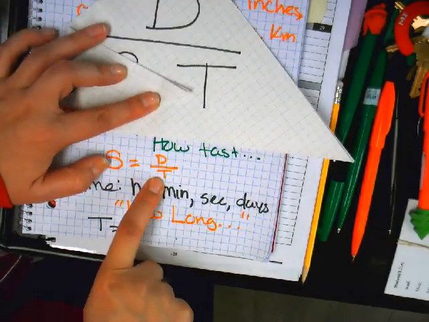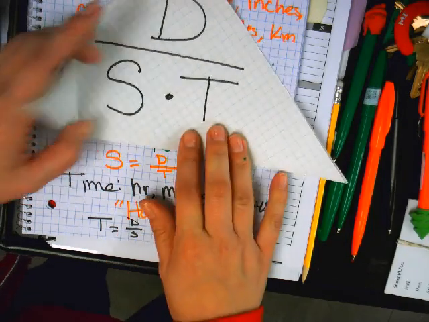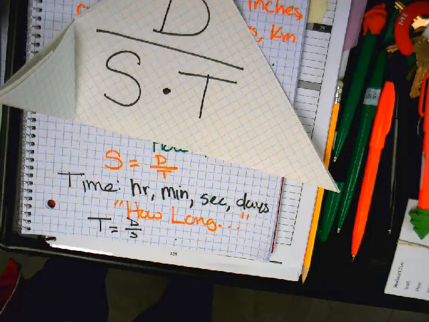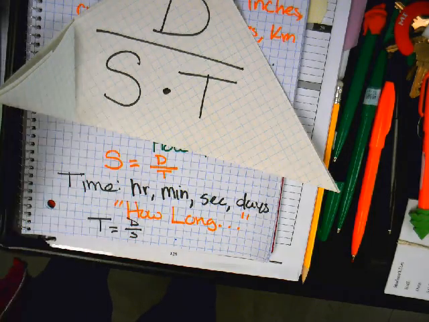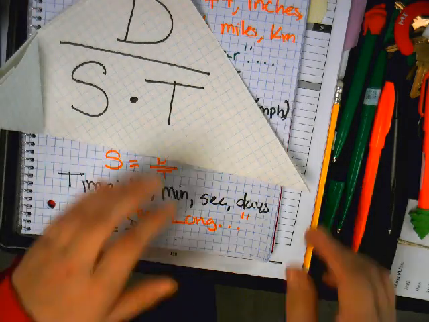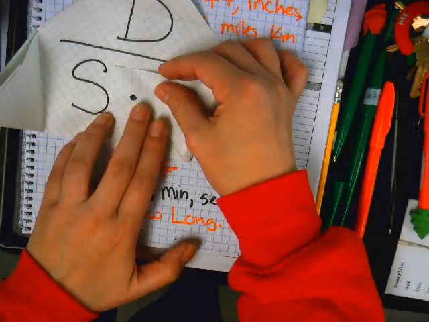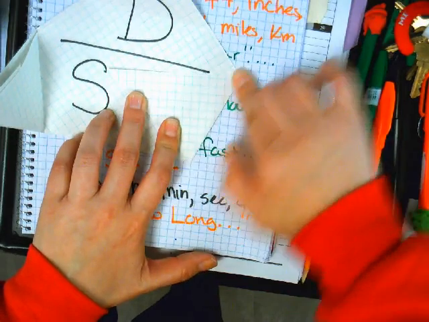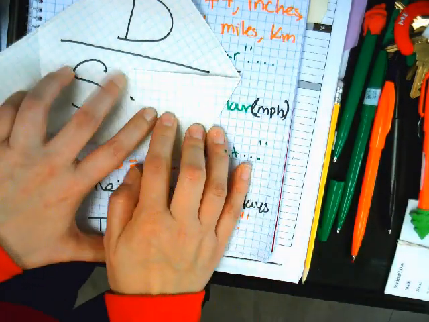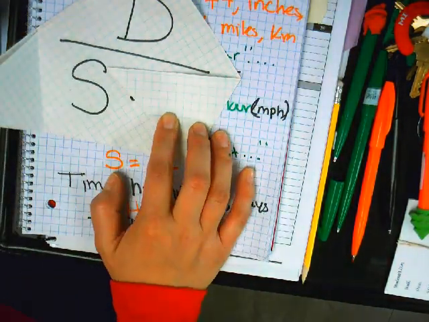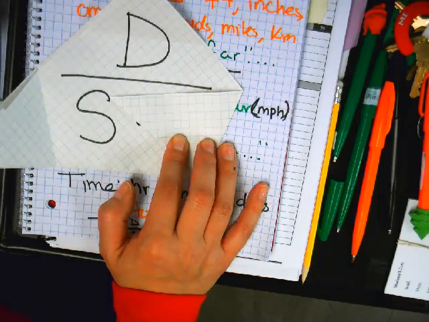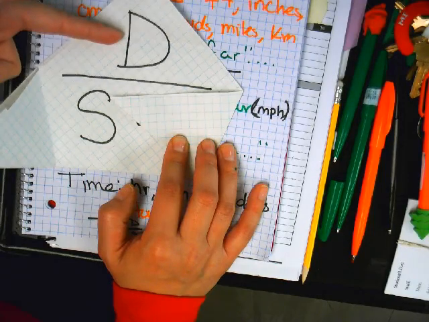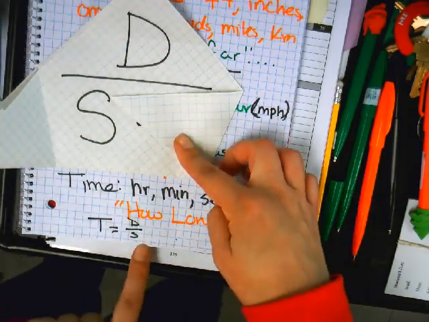Distance divided by time. Now, what if I read a question and it says, what's the time? Or how long? What letter do I cover up? The T, go ahead and cover it up. That way your paper is semi-folded forever. The creases are there. So I cover up the T for time. What is left over? D divided by S. What number is on top? Always your distance. And that's what we wrote down here.